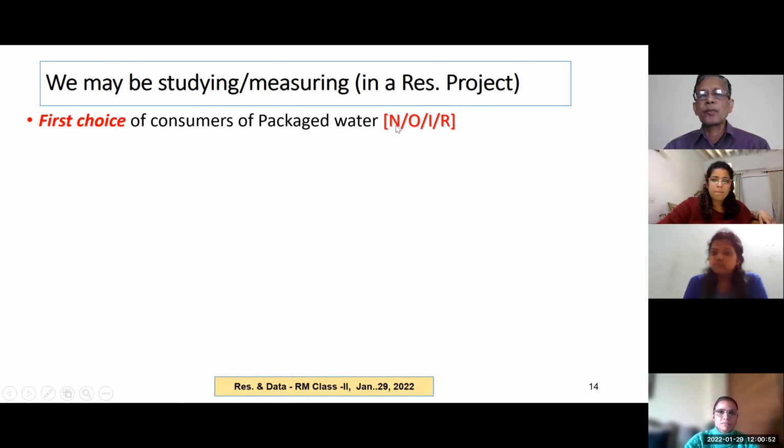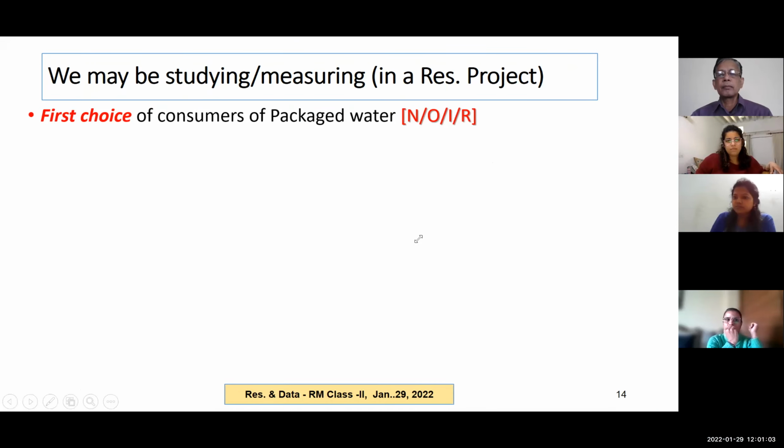The scales: nominal, ordinal, interval, and ratio. Can you say if I'm clear in telling the example? So this is ordinal scale. Shelly? Nominal.